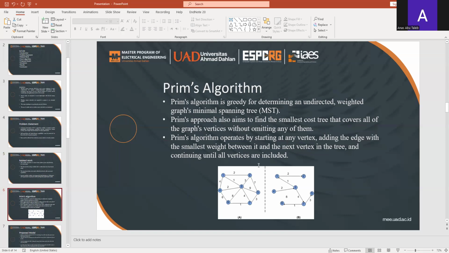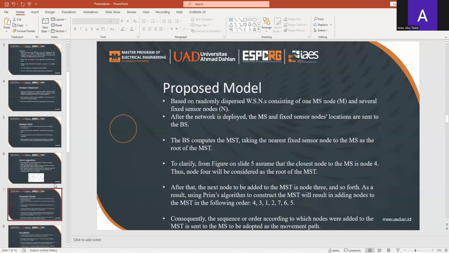If we look at the figure below, part A represents a randomly deployed network, and part B represents the minimal spanning tree that was derived from the network in part A, starting from node or vertex 4. Having said so, the proposed mobility model is based on building a minimal spanning tree using Prim's algorithm as follows. Basically, the model is based on a randomly deployed network with one mobile sink.